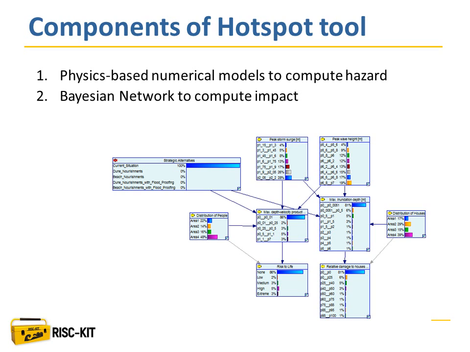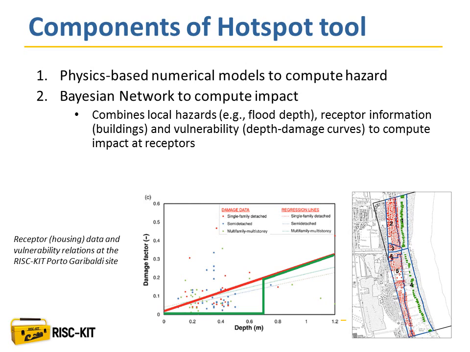The second component of the Hotspot tool is the Bayesian network, which we use to compute impact, and I'll be discussing that in the next couple of slides. In the Bayesian network, we combine information about local hazards, like flood depth or erosion, and receptor information, like the locations of buildings, and vulnerability relationships, like depth damage curves, to compute the impact at receptors.